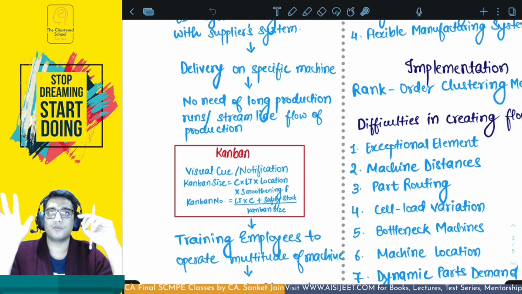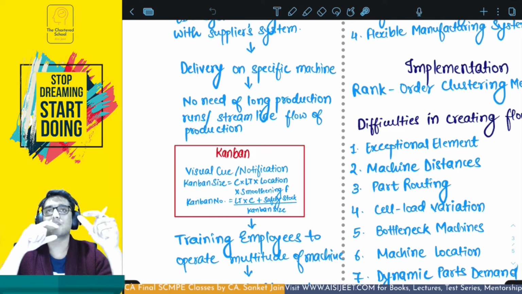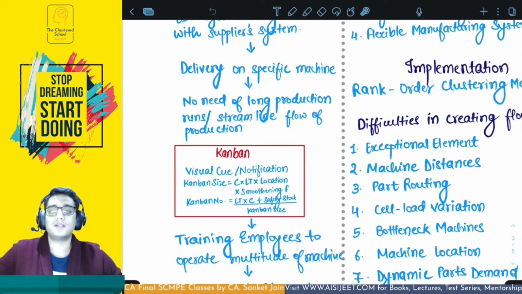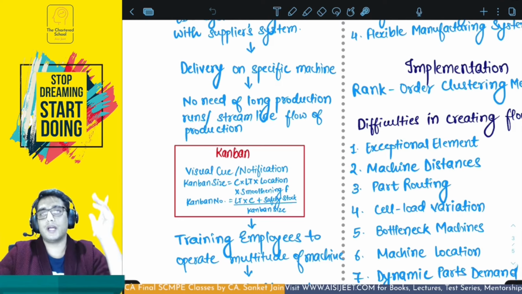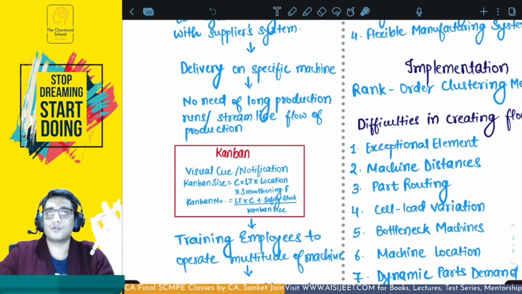I hope that you remember slightly from Inter, CA Inter. So Kanban system was first introduced or talked about there in CA Inter, but it was not discussed much in detail there. So understand it like a tag on a box, which holds all the information. We're going to send this Kanban to the upstream machine so that only those many quantities can be fed into the downstream machine. Okay, understand this only.